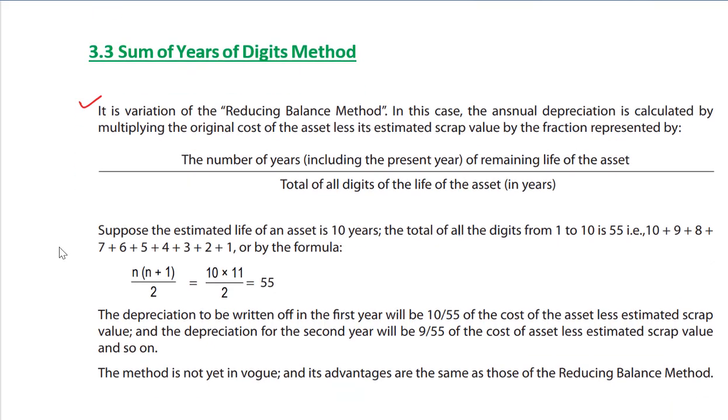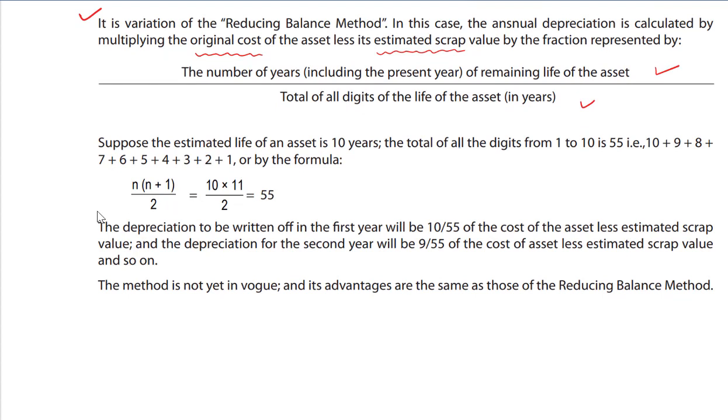It is a variation of the reducing balance method. In this case, the annual depreciation is calculated by multiplying the original cost of the asset less its estimated scrap value by the fraction represented by the number of years, including the present year, of remaining life of the asset divided by the total of all digits of the life of the asset in years. Suppose the estimated life of the asset is 10 years.